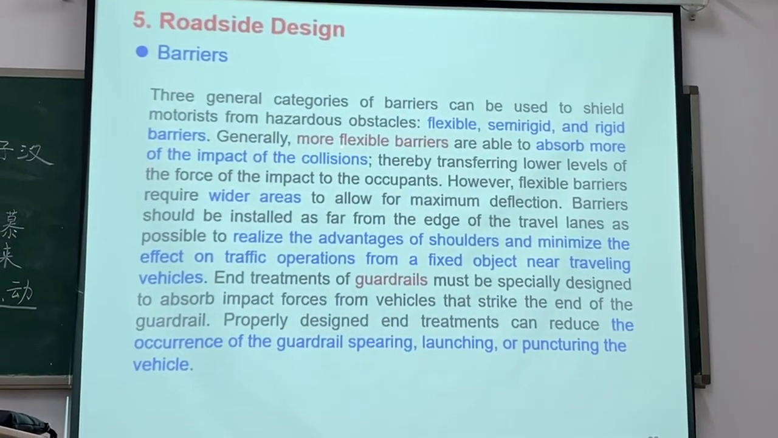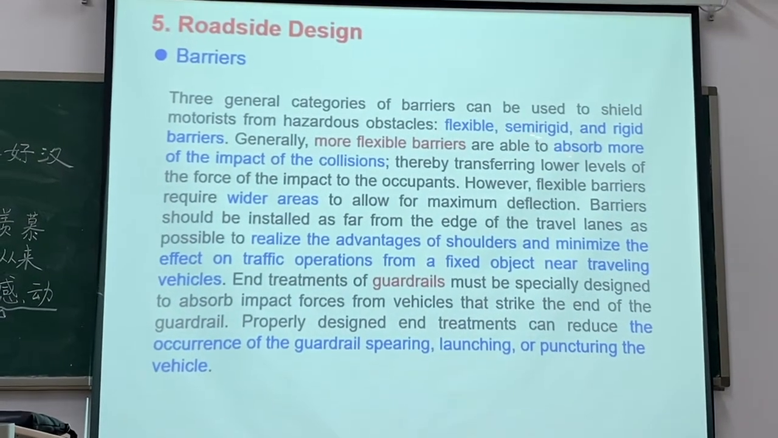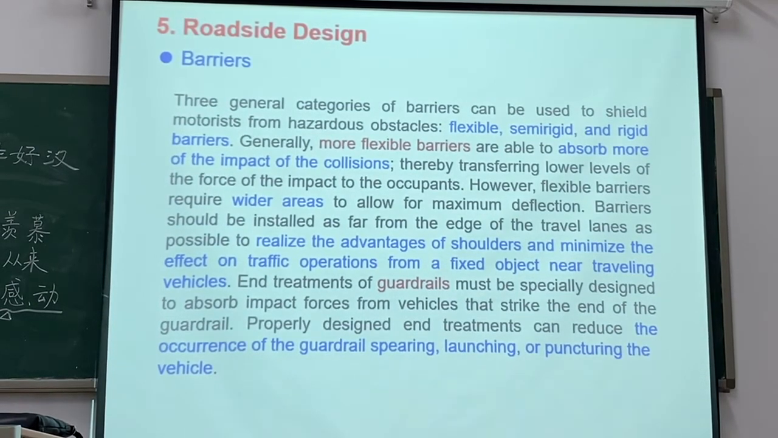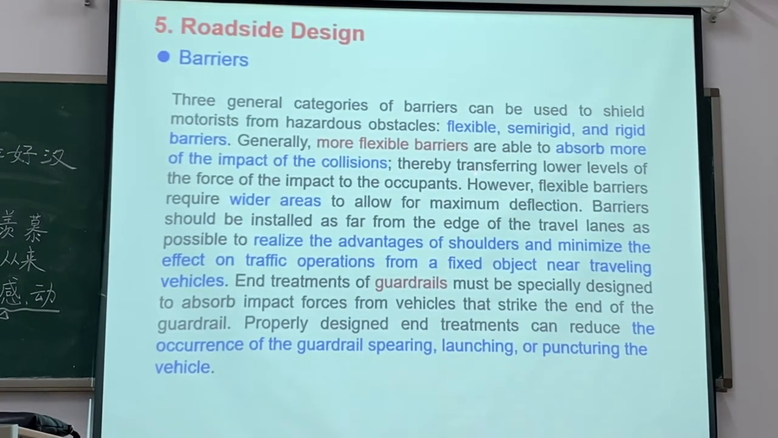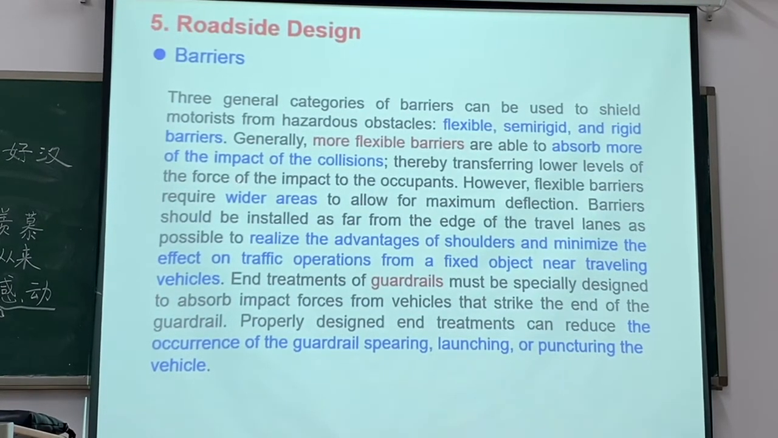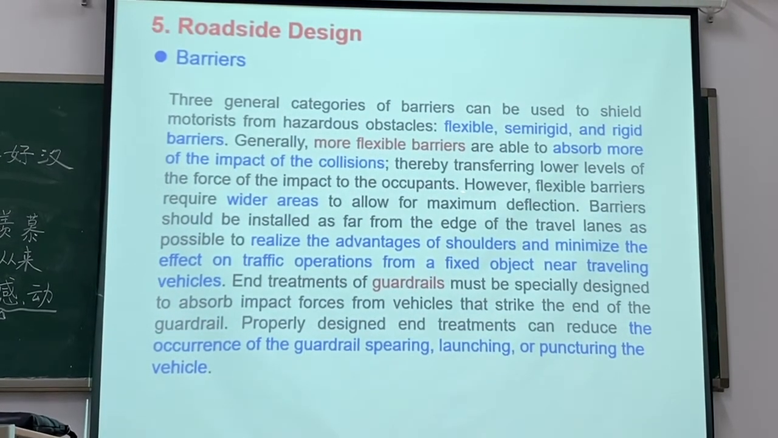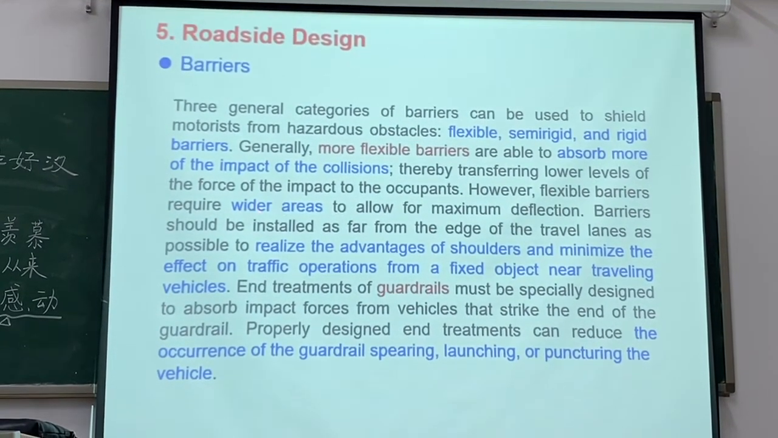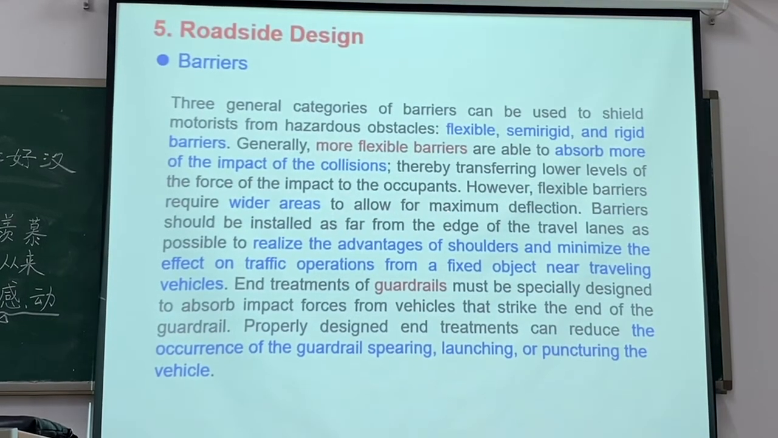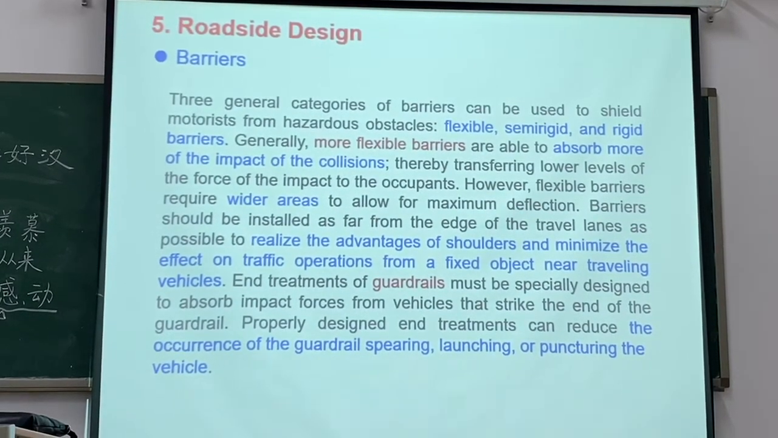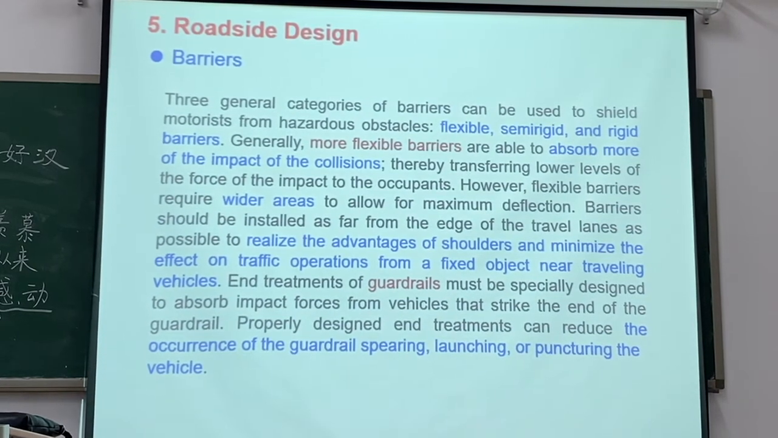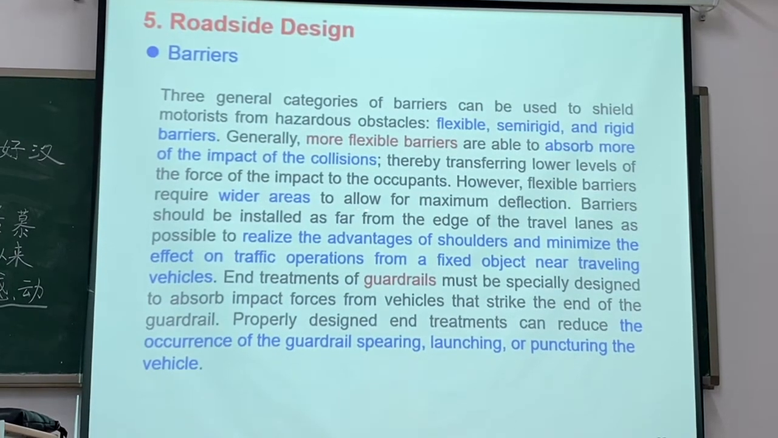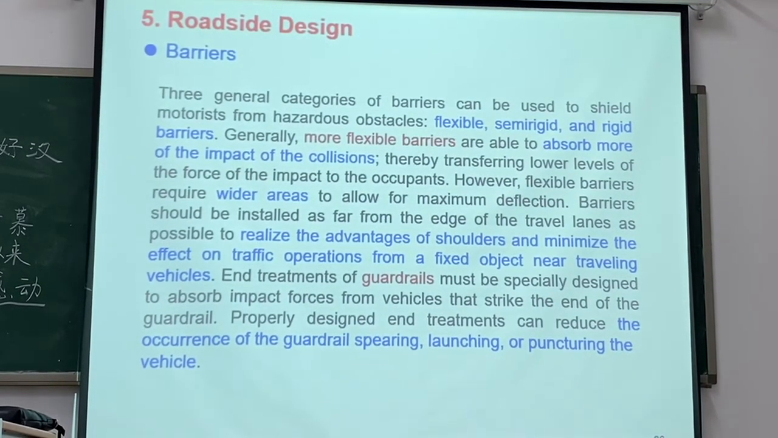Generally, more flexible barriers are able to absorb more of the impact of the collisions, thereby transferring lower levels of the force of the impact to the occupants. However, flexible barriers require wider areas to allow for maximum deflection. Because it's flexible, it needs wider areas to allow for maximum deflection.